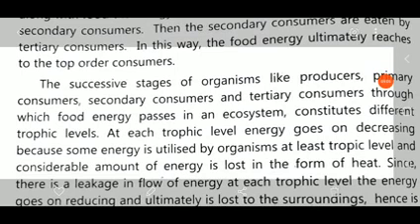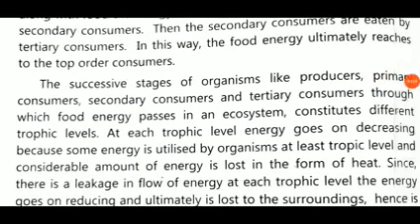The successive stages of organisms like producers, primary consumers, secondary consumers and tertiary consumers, through which food energy passes in an ecosystem, constitute the different trophic levels. Likewise, these are the successive stages, from the primary producers to the tertiary consumers. This is the trophic structure. This is the trophic level. These are the successive stages of energy transfer.